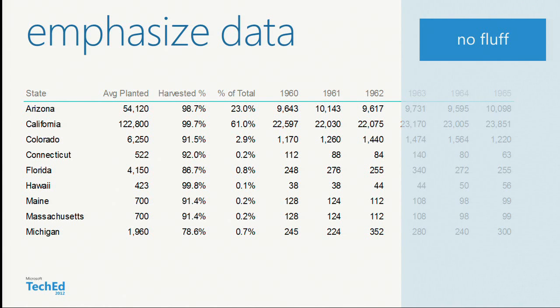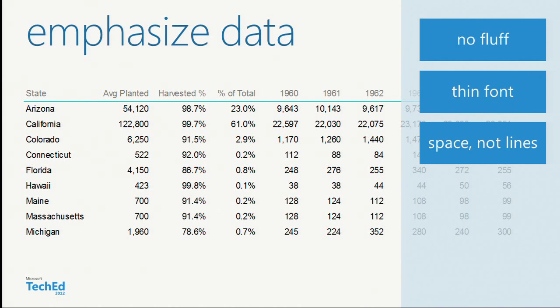No fluff, right? Fluff gets in the way. What you really want people to focus on is the data. So some things that I've done here, I've used a thin font for the labels to keep things clean. I'm using space instead of lines to separate things. Space is actually a very good visual separator, and it's much cleaner than using lines. So for the most part, you can just get rid of all the lines. Just make sure you have enough space.